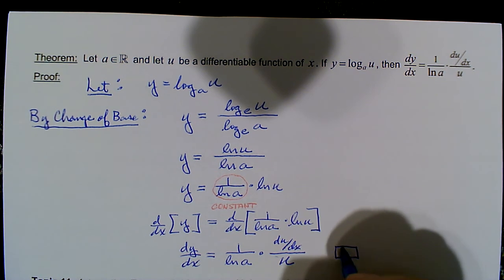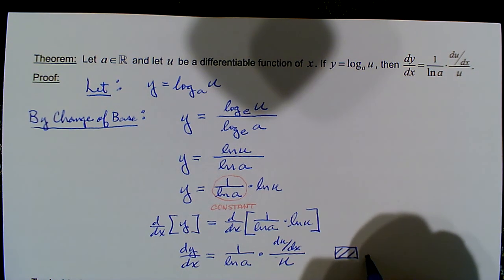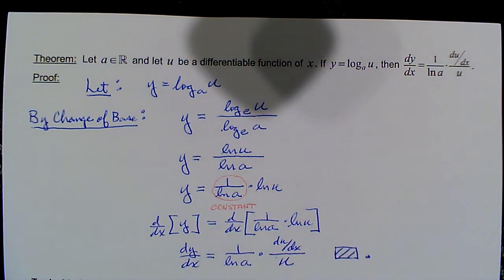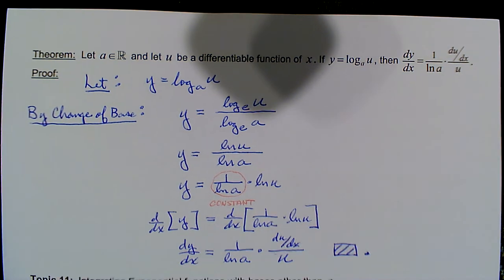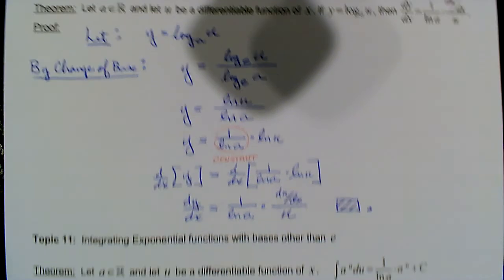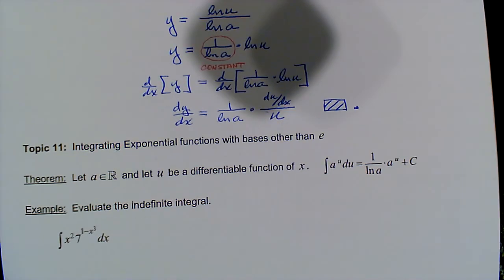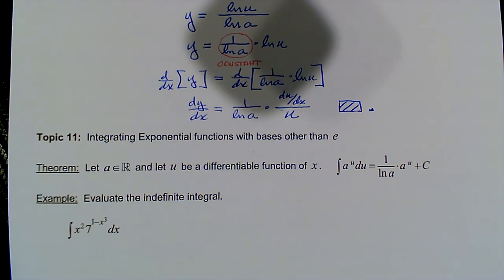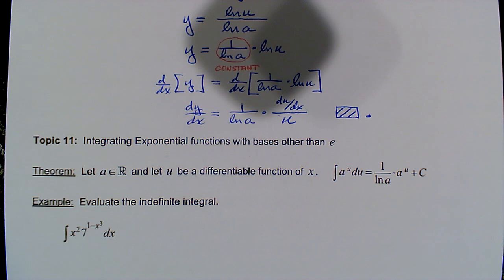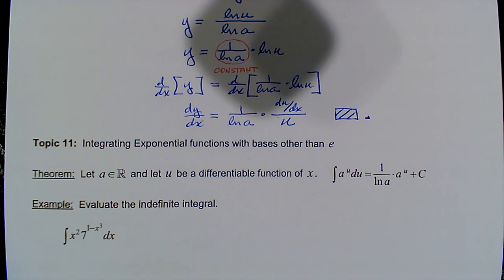Okay, so 3 nice mechanical proofs. And then we just have one quick topic left, topic 11, integrating exponential functions with bases other than e. And so we'll finish that up quickly here. It's basically just reversing the differentiation rule that we just established.